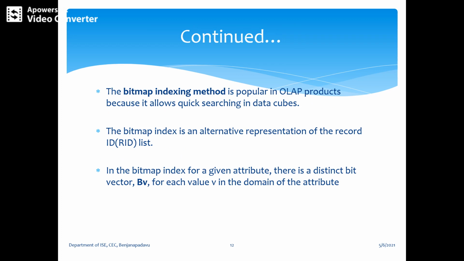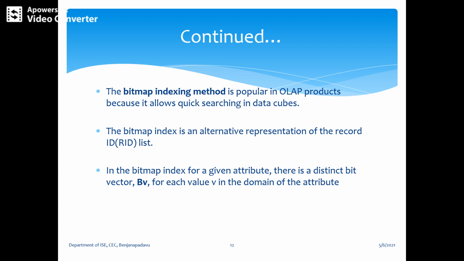The bitmap index is an alternative representation of the record ID (RID) list. In the bitmap index for a given attribute, there is a distinct bit vector, Bv, for each value v in the domain of the attribute. If the attribute domain consists of n values, then n bits are needed for each entry in the bitmap index. So there are n bit vectors.